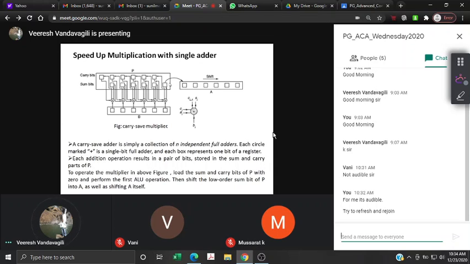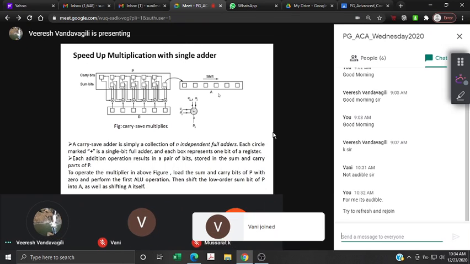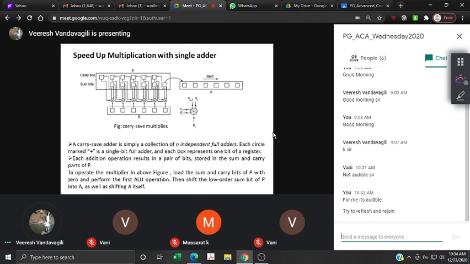After every add operation, the sum bits will be right shifted into the A register to get the multiplication value. To operate the multiplier in the above figure, load the sum and carry bits of the P with 0 and perform the first ALU operation. Then shift the lower order sum bits of the P into the A, as well as shifting the A itself.